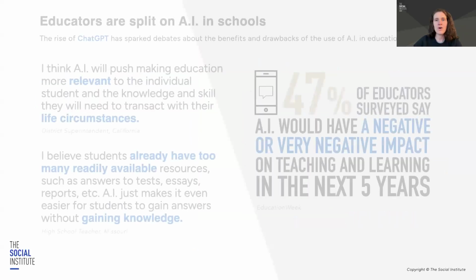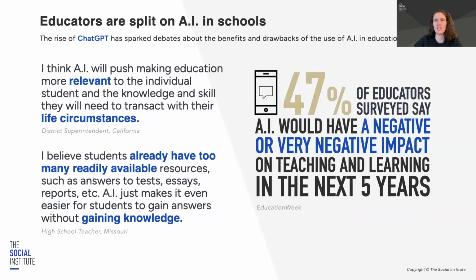And so we know that educators are very split. I touched on that at the outset. We know that even though AI has a lot of potential benefits, not everybody feels the same about it. There's a survey here from Education Week that found that 47% of teachers worry that AI could have negative impacts on teaching and learning over the next 5 years.